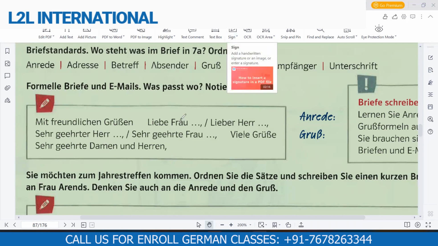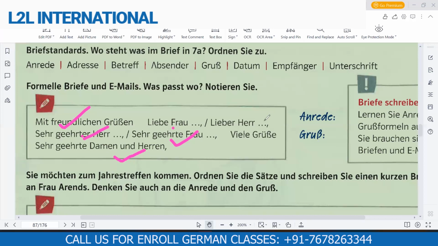So all these three, this one, this one, this one, are the starting of a formal letter. Mit freundlichen Grüßen is the ending of a formal letter, and liebe Frau, lieber Herr is the starting of an informal letter, and viele Grüße is the ending of an informal letter. So this is how it is. Understood all the meanings here? Yes, ma'am. Right? Okay.